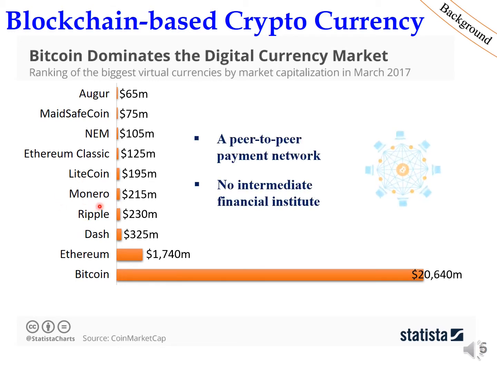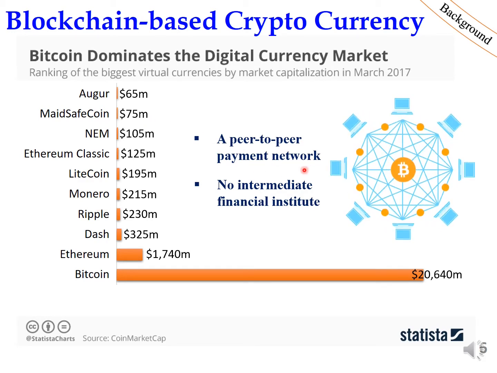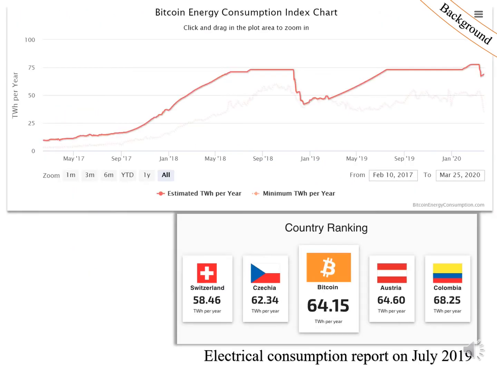These cryptocurrencies are peer-to-peer payment networks with no intermediate financial institution such as a bank. And among these virtual currencies, Bitcoin is the most popular and the biggest one in the market. However, the biggest problem of Bitcoin is electricity energy consumption, as you see in this graph. The electricity consumption of the Bitcoin network recently reached 75 terawatt hours per year.